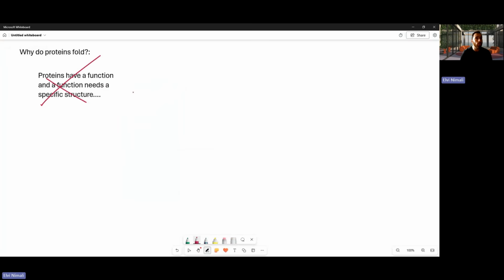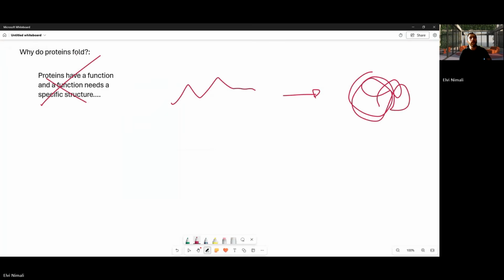Protein folding is an energy problem. What we are comparing is the unfolded protein versus the folded protein. And basically, what we're saying is on an energy diagram, your unfolded protein is higher energy than your folded protein. Your folded protein is more stable. Now, why might that be?